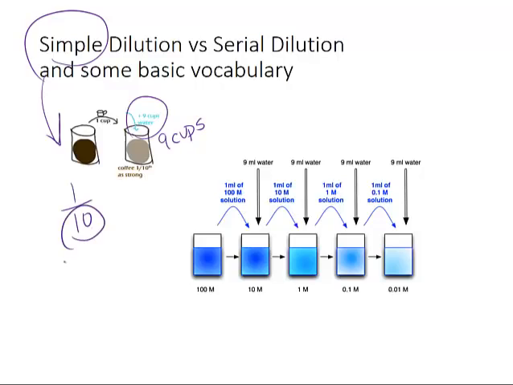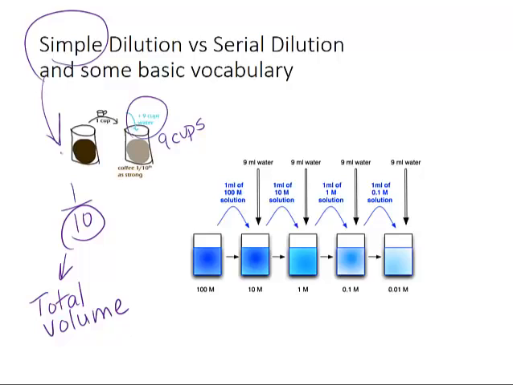Remember, the bottom number is always going to be your total volume. That's very important, and it's a common mistake that beginners make when they're first starting out with dilutions. So the bottom number of your fraction is the total volume.